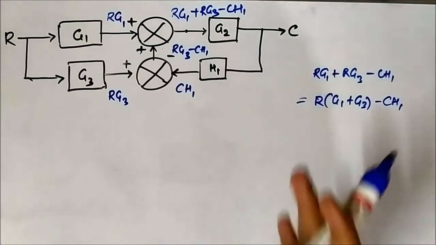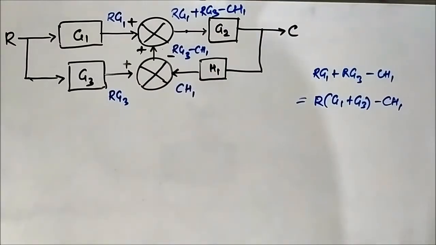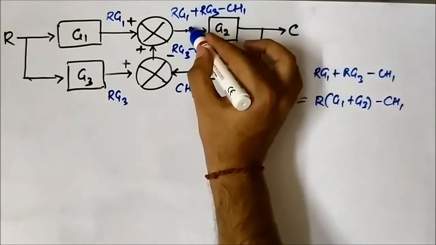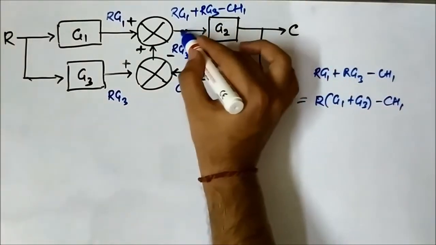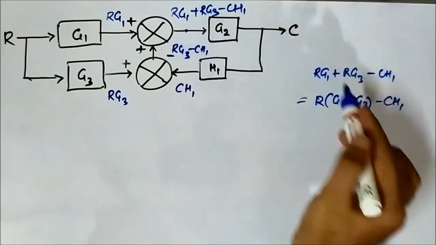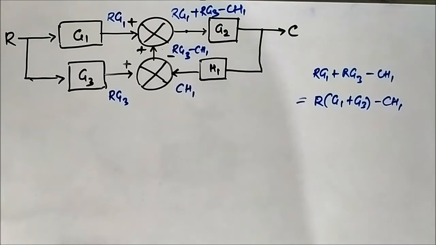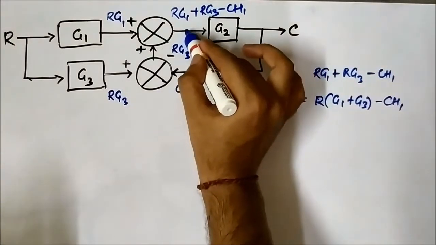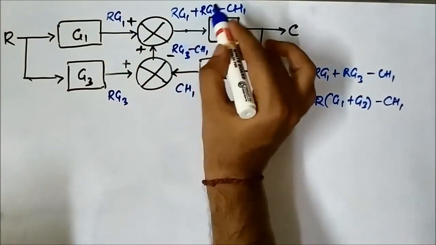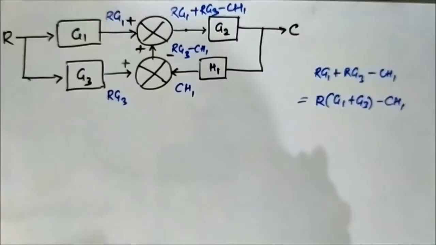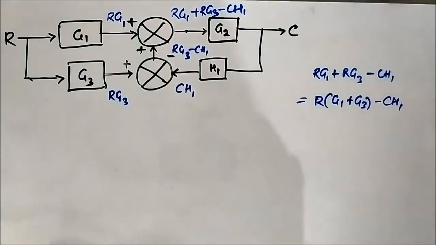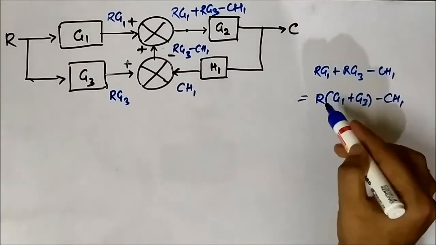So we have to design the block diagram in such a way that this point has a value RG1 plus RG3 minus CH1. No matter how you arrange the blocks, or interchange the positions of these summing points, whatever you do, you have to get this point's signal value as RG1 plus RG3 minus CH1. Now let us see what we can do.